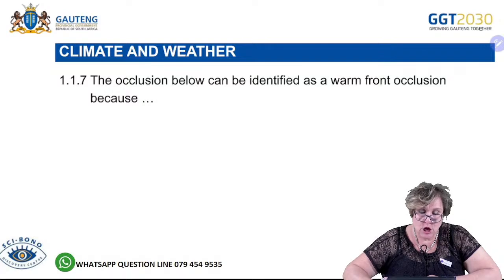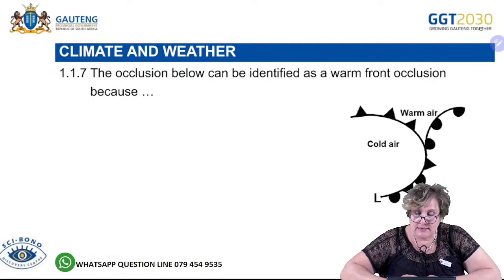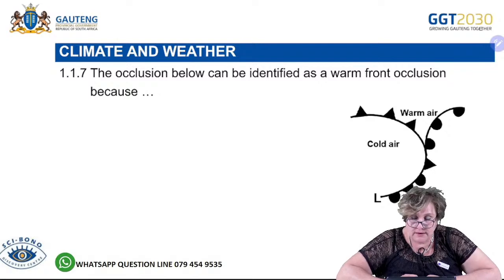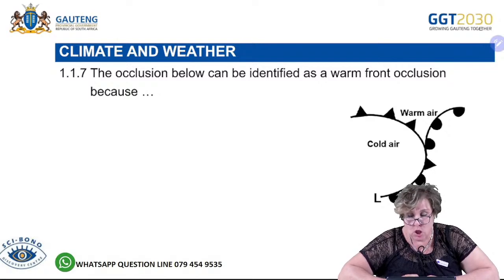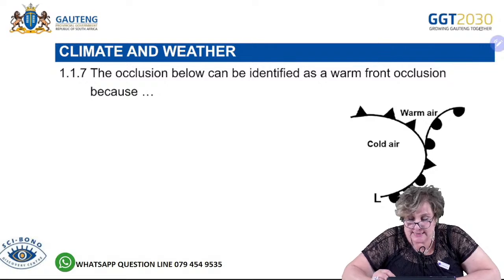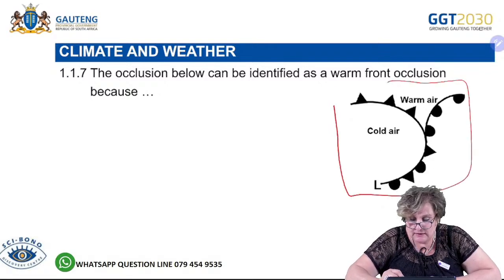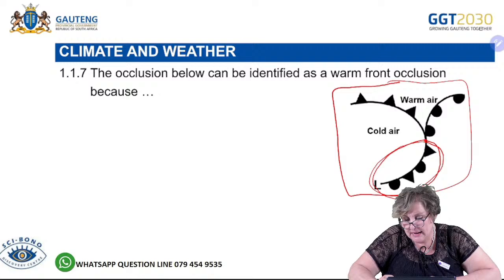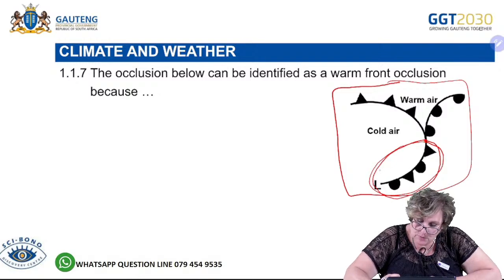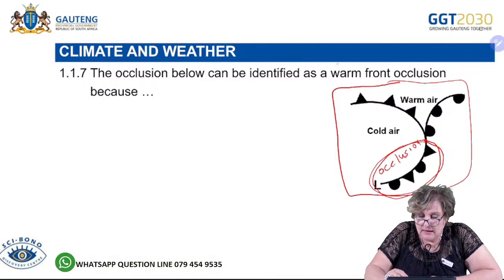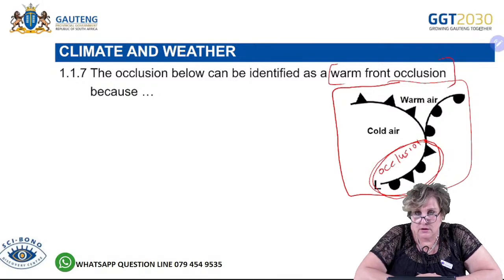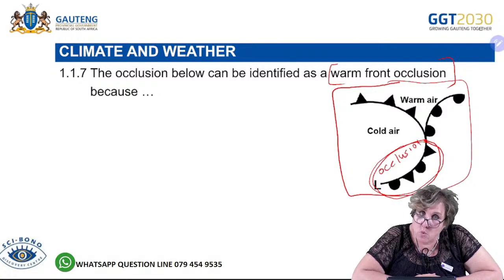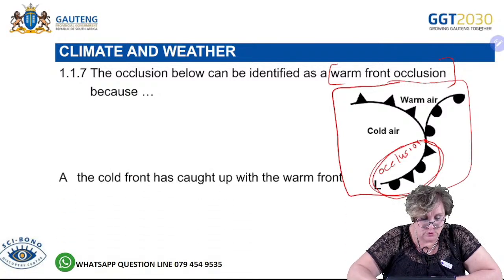117. The occlusion below can be identified as a warm front occlusion because why? In this diagram that you can see here, remember, why do we know it's an occlusion? Because of this part being added. That's why this is showing me that it is an occlusion. Now the examiner is telling me that it's a warm front occlusion. Now I want to know from you, why is it a warm front occlusion?